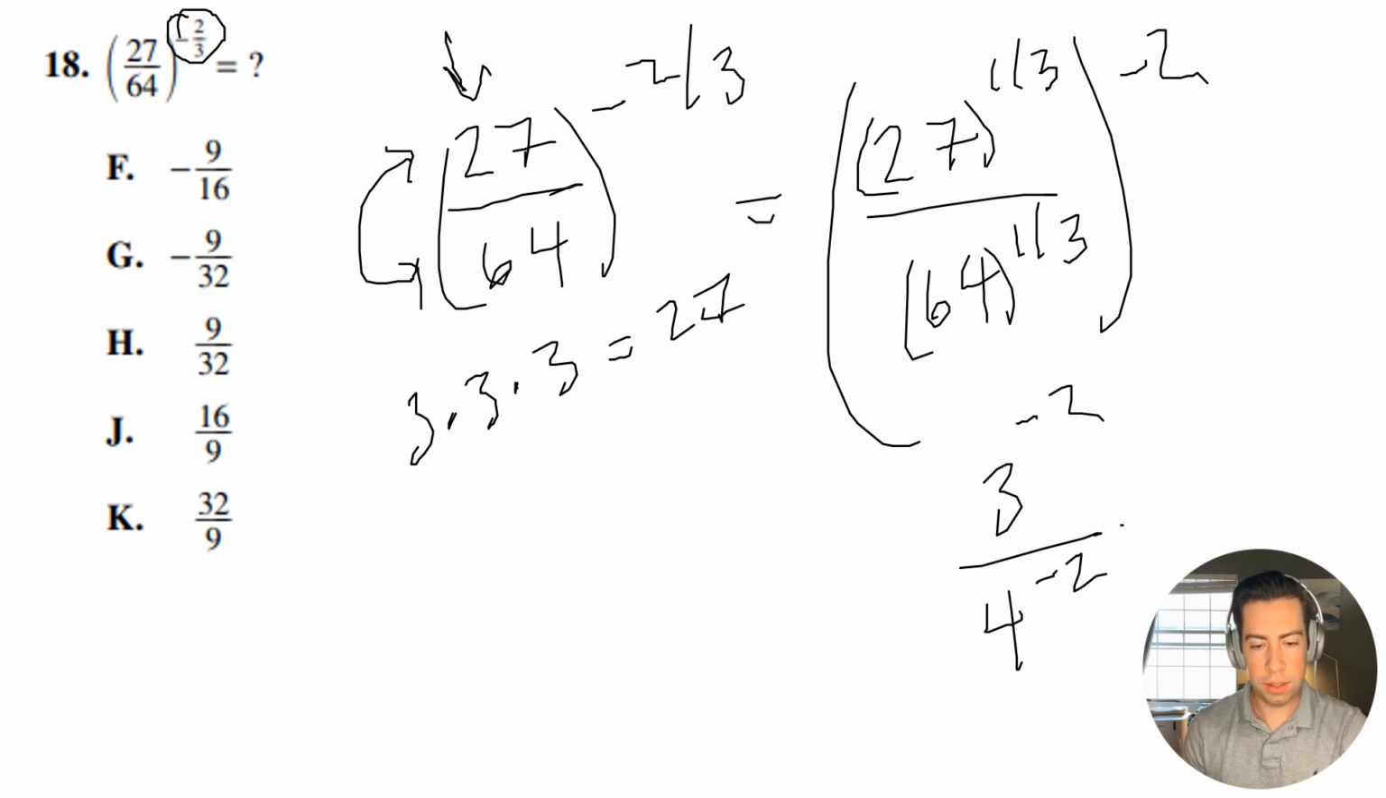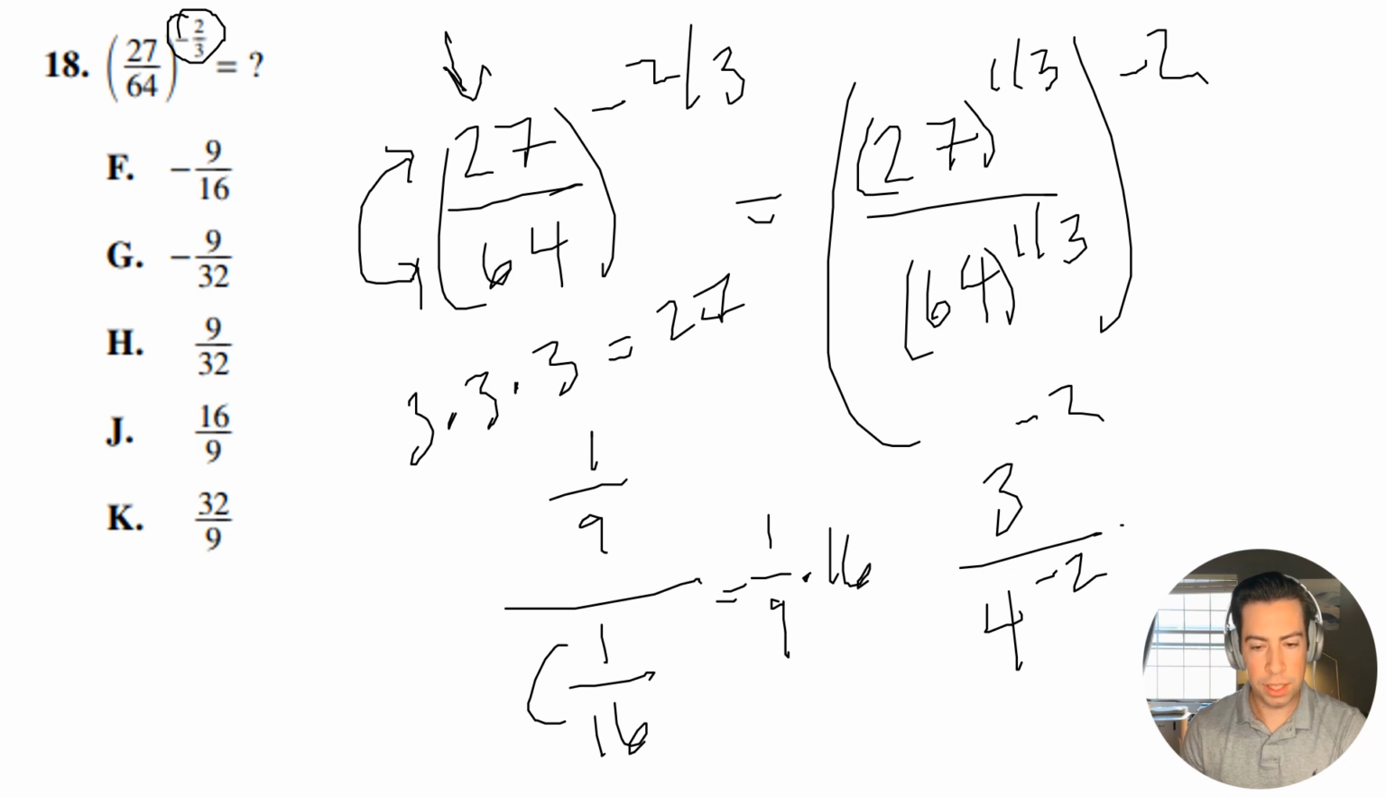Now that we know that, let's go ahead and write out what that's going to be. Again, we know that 3 squared is 9, but if it's to a negative exponent, this is going to be 1/9. And 4 squared is 16, but if it's to the negative 2 power, then it's going to be 1 over 16. So now I'm going to have to flip this and multiply, so it's going to be 1/9 times 16.